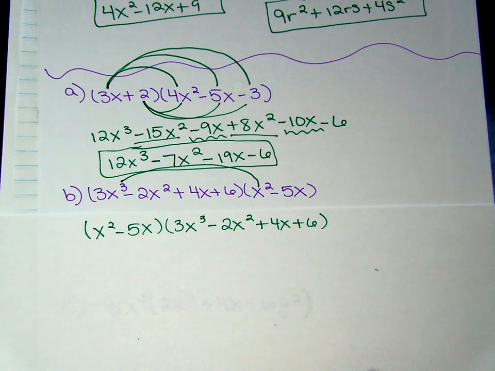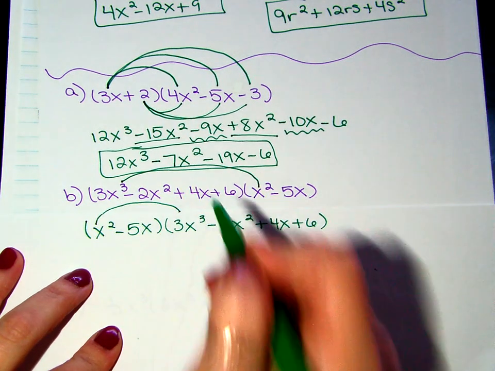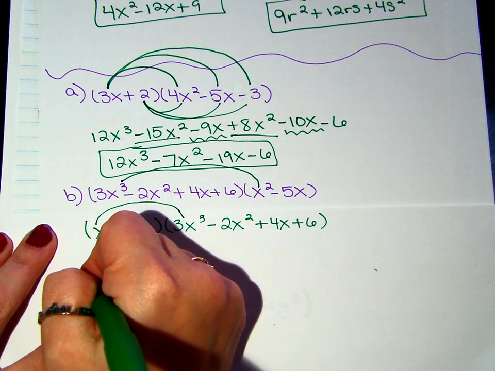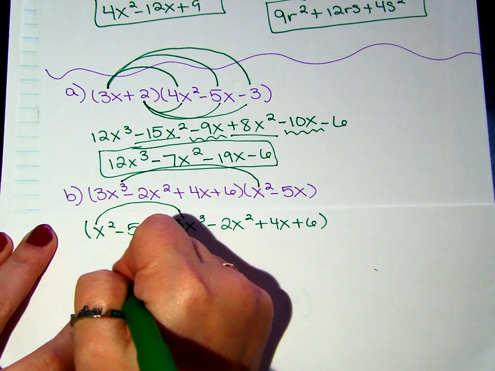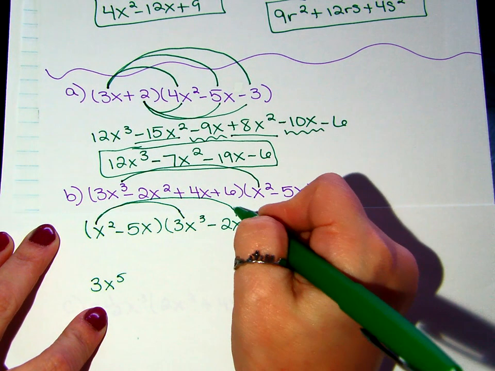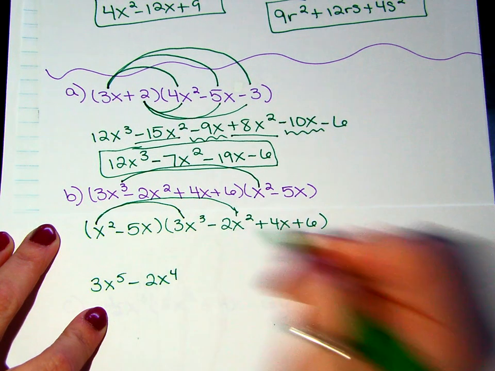I would take x squared times 3x to the third, giving me 3x to the fifth. I would take x squared times negative 2x squared, giving me a negative 2x to the fourth. And I keep going with this. I keep distributing my x squared.